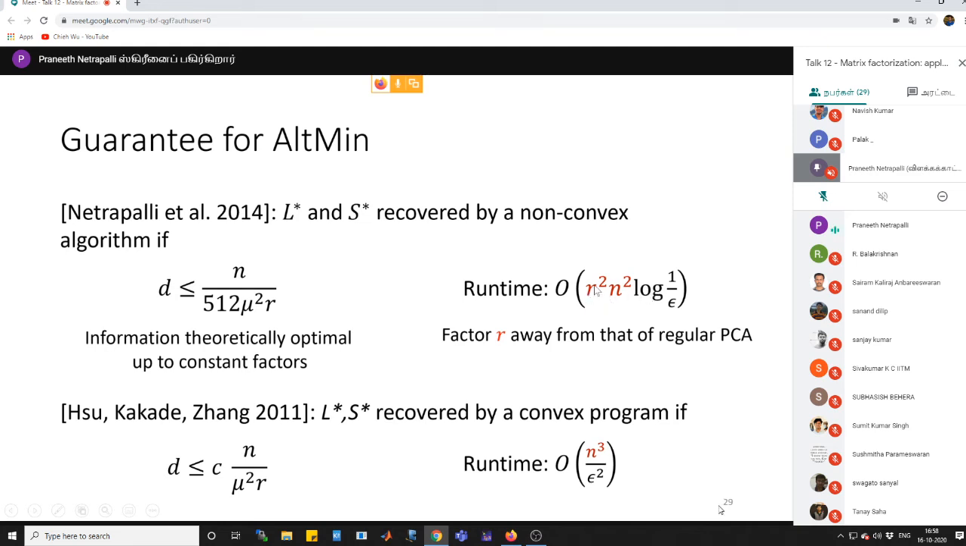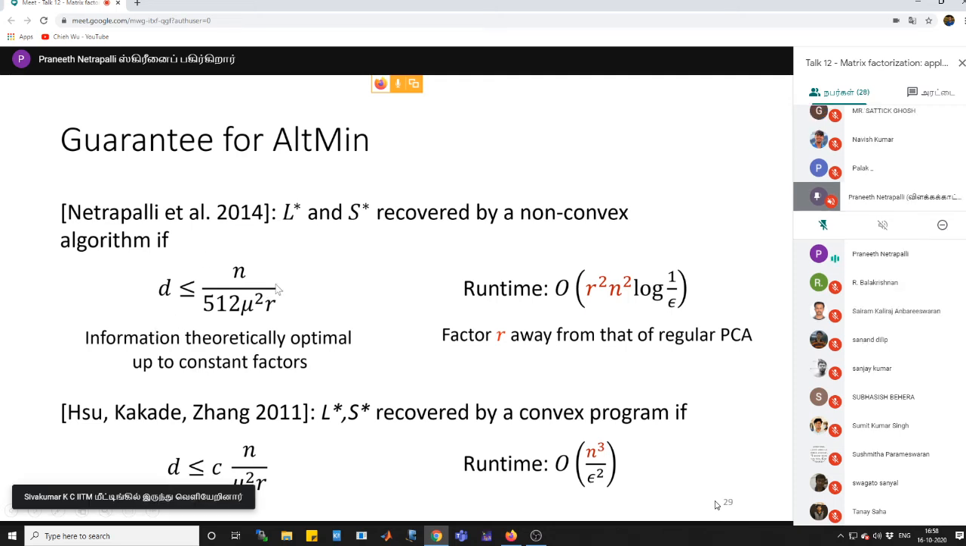So this is only a factor of r more expensive than even regular PCA. Okay. So in terms of the achievability guarantee, even the convex relaxation approaches can indeed achieve d less than or equal to some constant times n over mu square r, but the runtime of these approaches is something like n cube over epsilon square, and this guarantee is much better both in terms of n and in terms of epsilon.